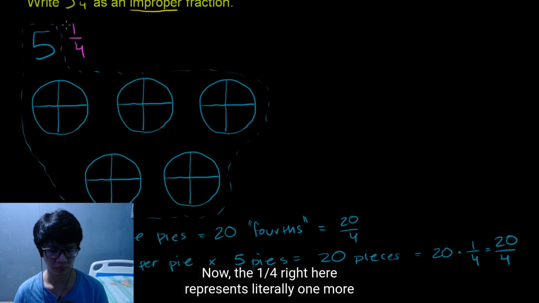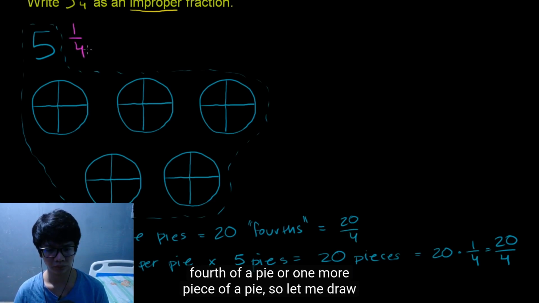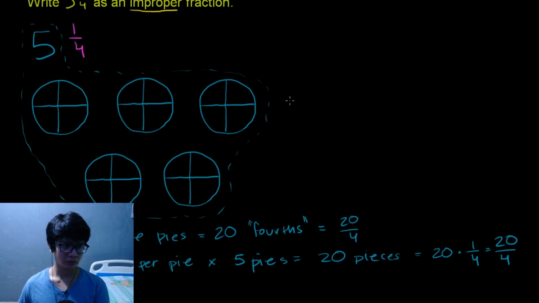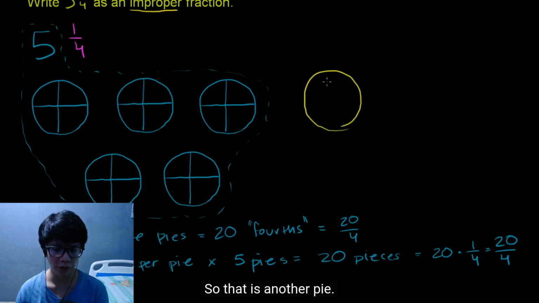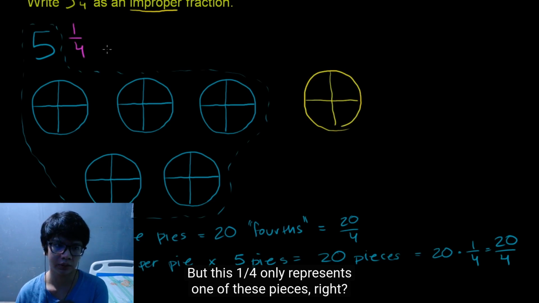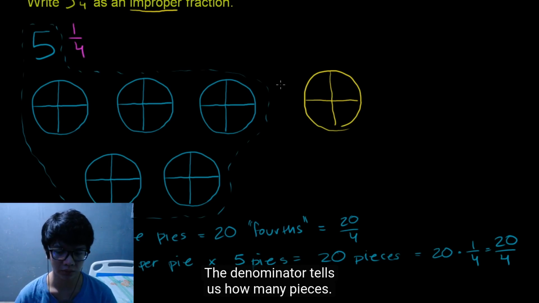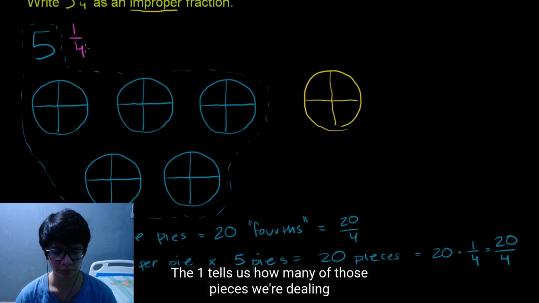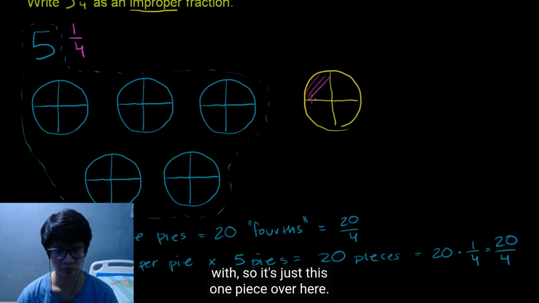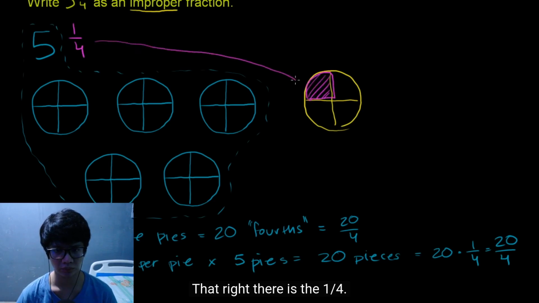Now the 1/4 right here represents literally one more fourth of a pie, or one more piece of a pie. So let me draw another pie here. Cut the pie into 4 pieces. But this 1/4 only represents one of these pieces, right? The 4, the denominator, tells us how many pieces. The 1 tells us how many of those pieces we're dealing with. So it's just this one piece over here. That right there is the 1/4.